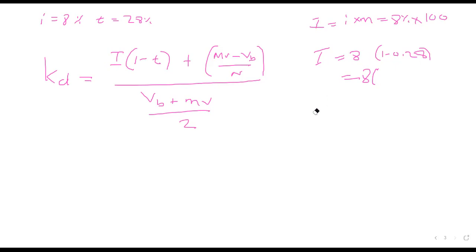So here what are we going to have? 1 minus 0.28, what do we get? 0.72. And the final answer will be 5.76. And we also had the time of 5 years, and the par value, which is the maturity value, is 100. The bond value is selling for how much? 94.5.